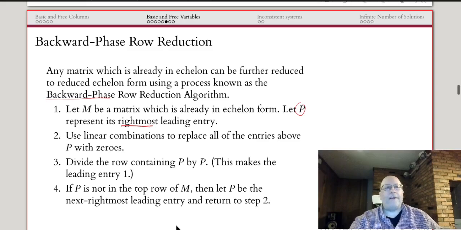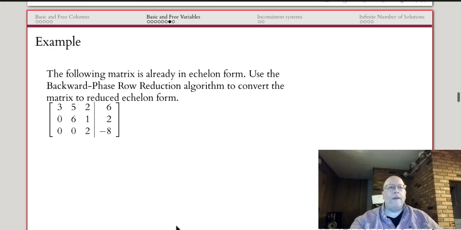Let's give this a try. I have a matrix here that's already in echelon form. We're going to use the backward phase row reduction to put this matrix into reduced echelon form. So these are my leading entries. And because this is backward phase, we're going to start with the leading entry on the end. We're going to start here.